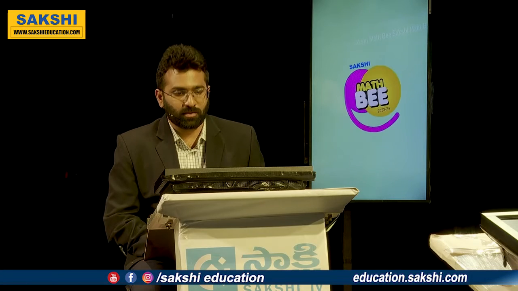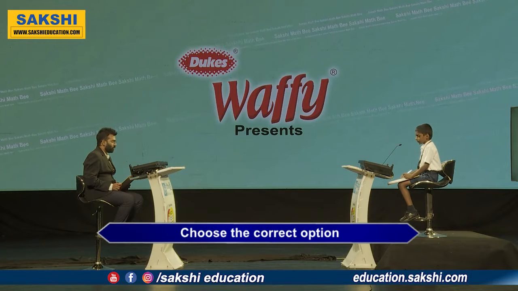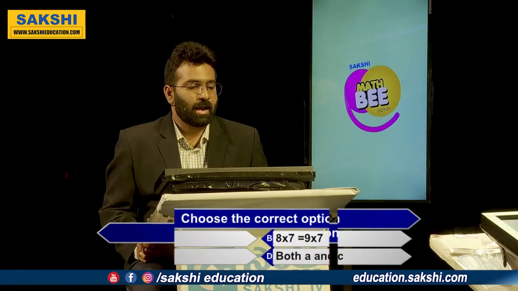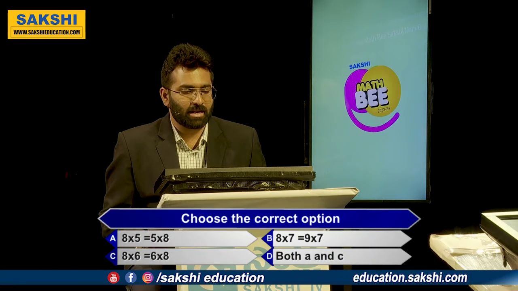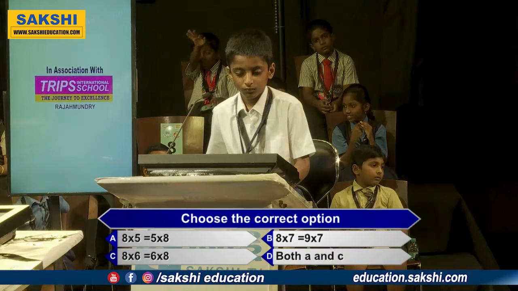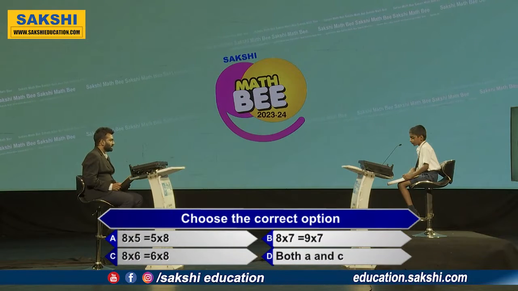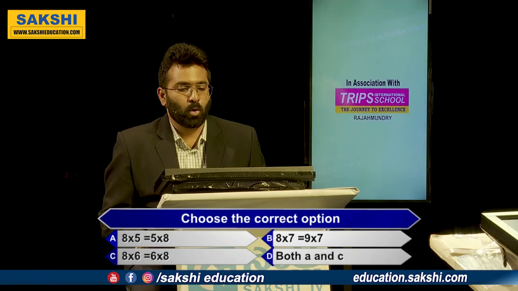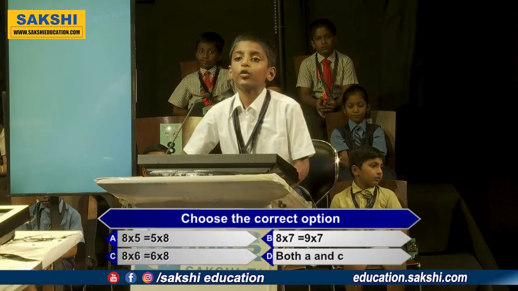Second question on the screen, please. Choose the correct option. Options, please. 8 into 5 is equal to 5 into 8. 8 into 7 is equal to 9 into 7. 8 into 6 is equal to 6 into 8. Both A and C. D, both A and C.